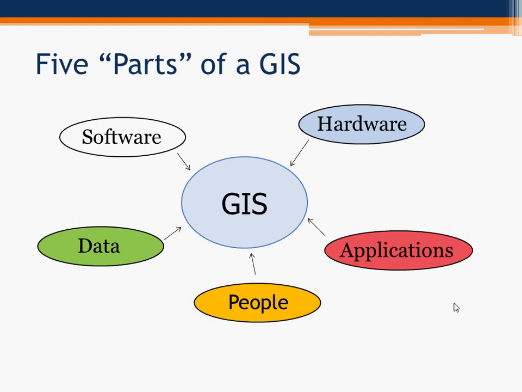So we can have all the wonderful hardware and software, really fast computers, but without data to put into those computers and into that software, a reason to do it, and the people trained to use it, we pretty much don't have GIS. So these are kind of 5 broad categories that I consider to be the 5 parts of a GIS.